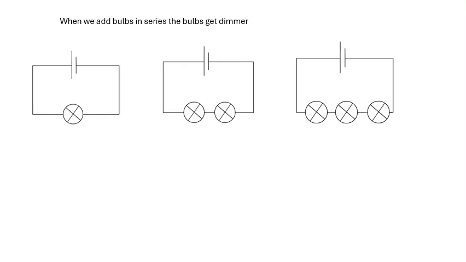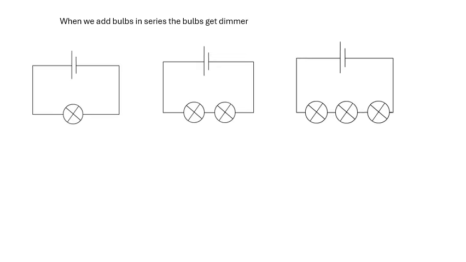We do lots of experiments with these little bulbs. We have a great time with little bulbs. One of the things we can do is put them in series, adding bulbs. Now, what happens when we add bulbs in series? Well, what happens is that the bulbs get dimmer. Now, why do they get dimmer?